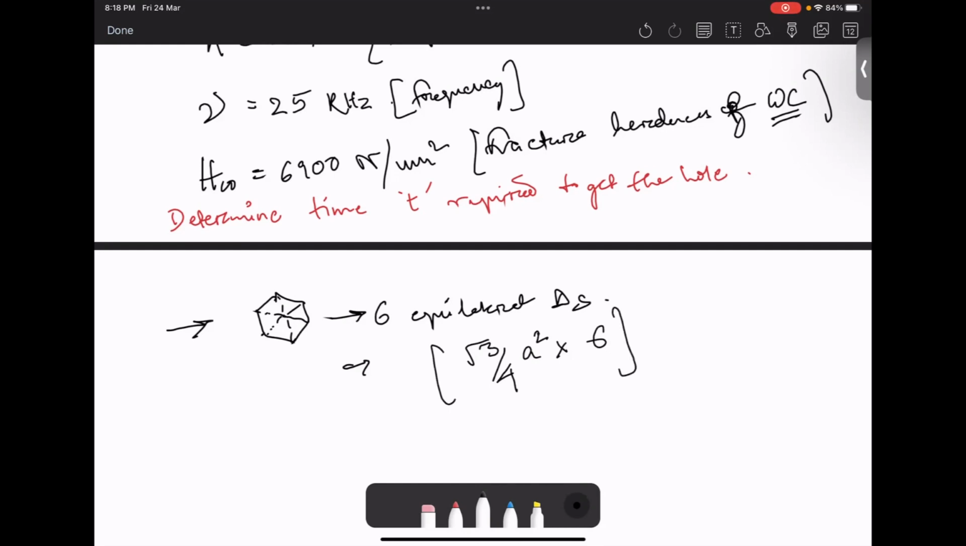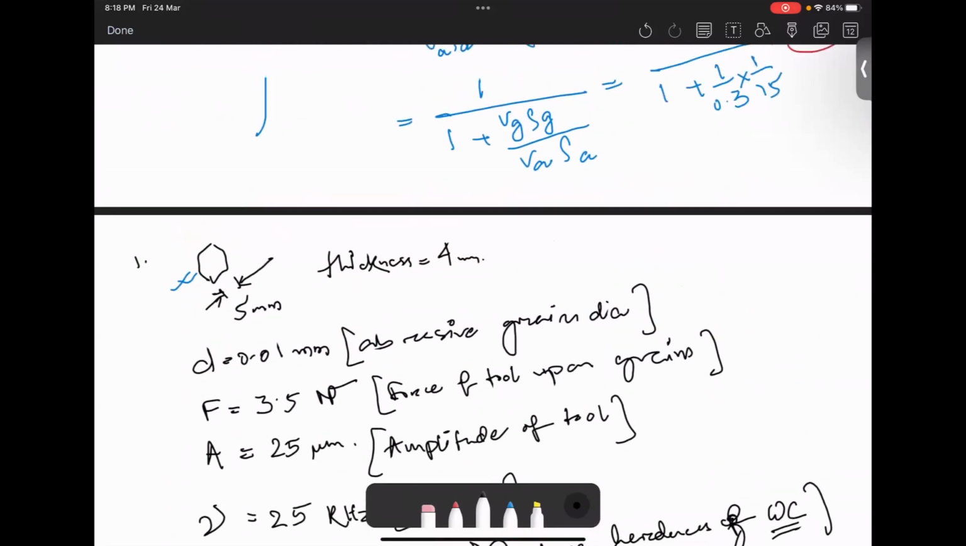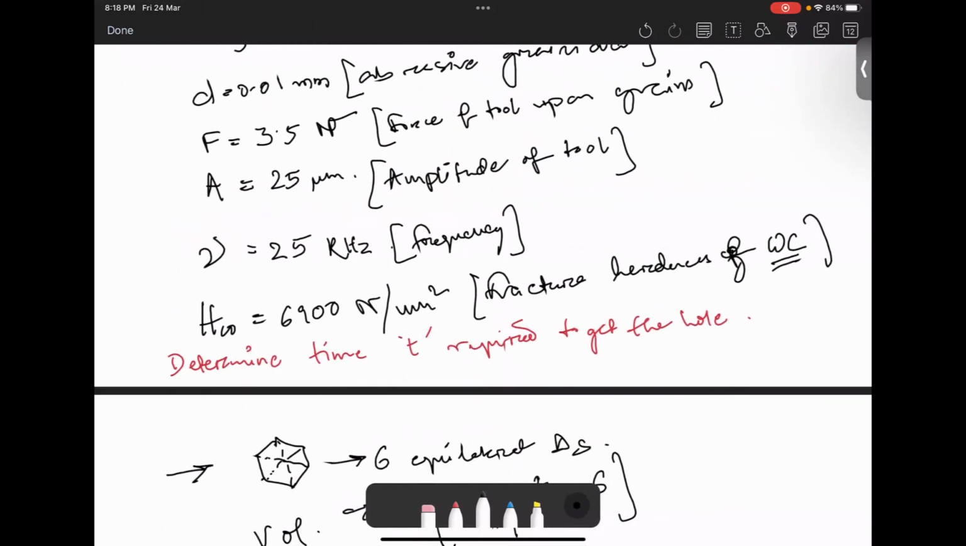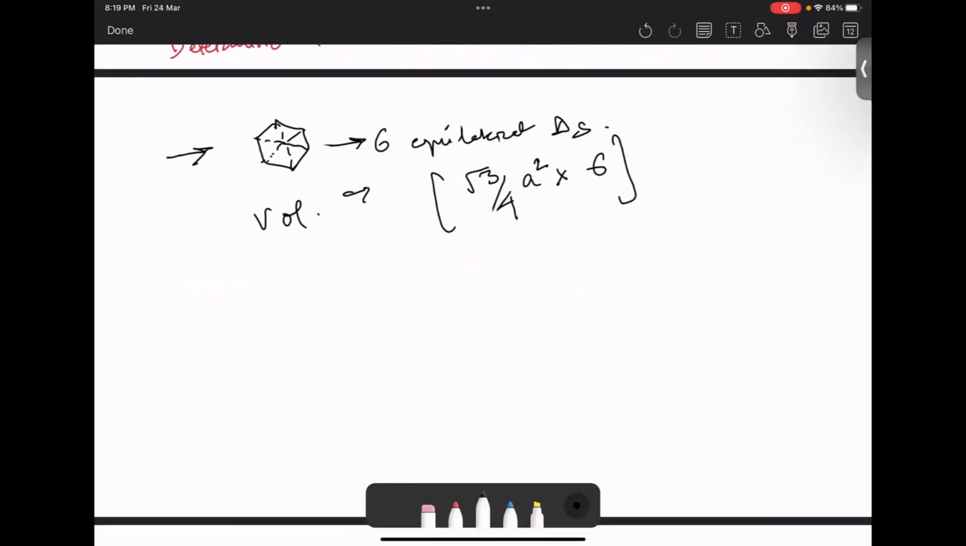Now you have to find out the volume. To find the volume, you just have to multiply that with the thickness of the required hole, which is 4 millimeters. So you multiply that, and you get the total volume of the hole to be 2129 mm3.